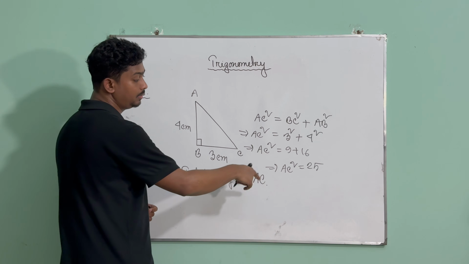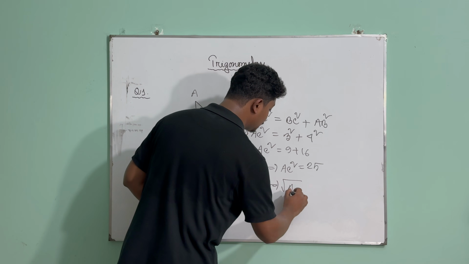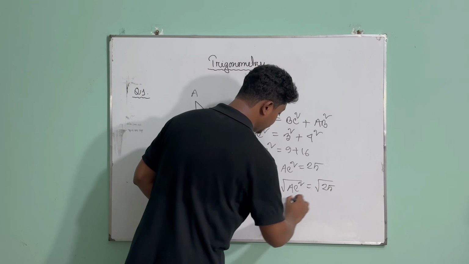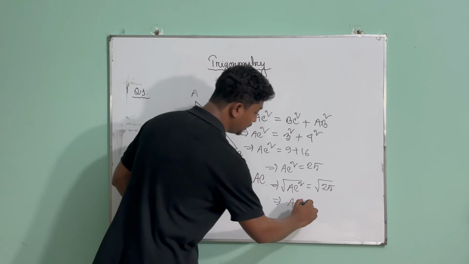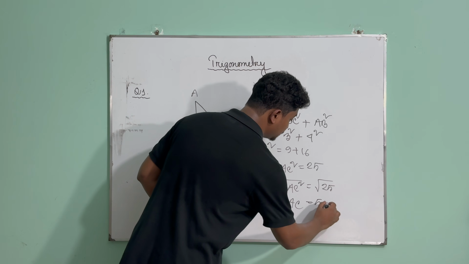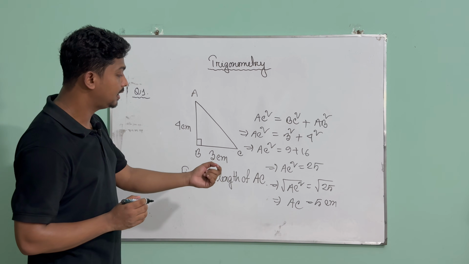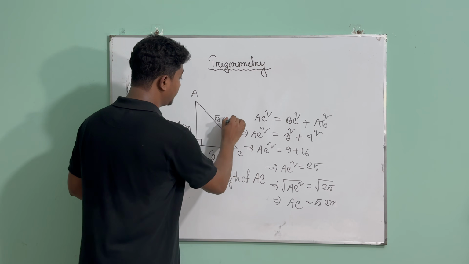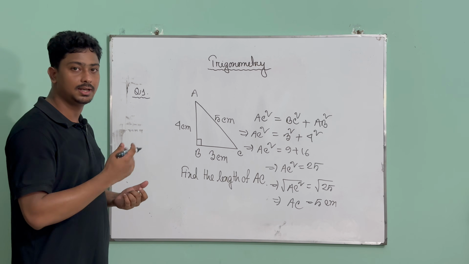If you want to remove that square, we need to root over both sides, right? Let's root over it. AC equals root over 25. So it removes the square, and root over 25 is 5. So it's 5 centimeters. See, just using the Pythagoras theorem, we very clearly found that AC will be 5 centimeters. Okay, so it was very straightforward. Let's see another one, just to be clear.